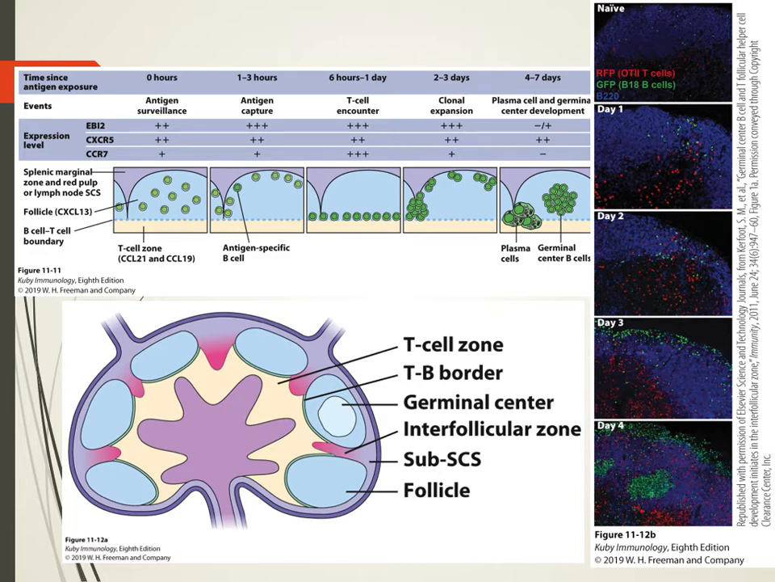So if we were to alter these B cells so they couldn't migrate down to the T cell zone, we wouldn't get that clonal expansion, we wouldn't get the plasma cells being produced, we wouldn't get germinal centers being produced.